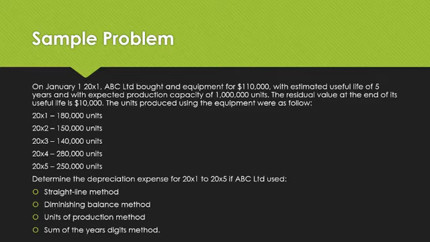Okay, so it is asking us to determine the depreciation expense for 20x1 to 20x5 if we use the straight line method, diminishing balance method, units of production method, or sum of the year's digits method.